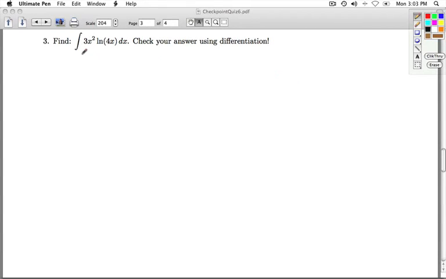Okay, number 3, we're asked to find an antiderivative and then to check the answer using differentiation. So we're given 3x squared natural log of 4x. Now, we have our 5 basic integration formulas. We can try a u substitution. Nothing's going to quite work out. So we'll try integration by parts.